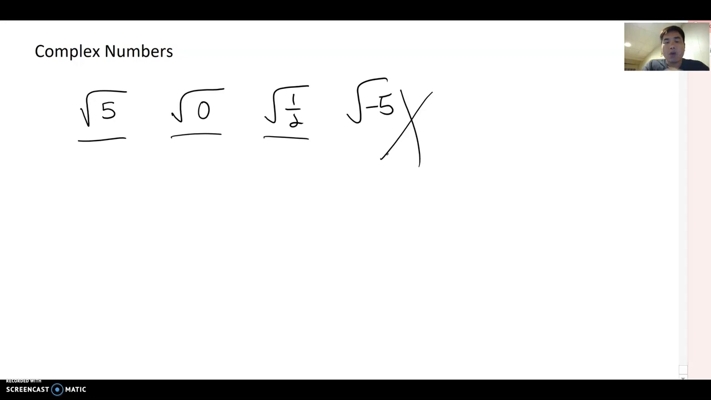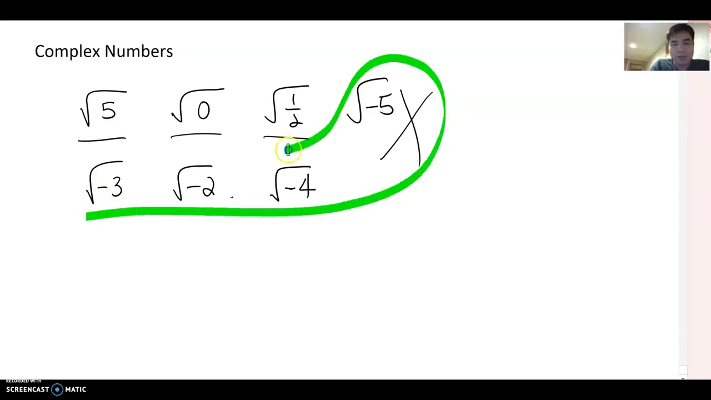And similarly, whenever we have any negative value inside of the square root, we cannot define an actual value. Such as root negative 3 and root negative 2, even root negative 4, we still cannot define that. So all these values which we say we cannot define, those values we just call imaginary numbers.